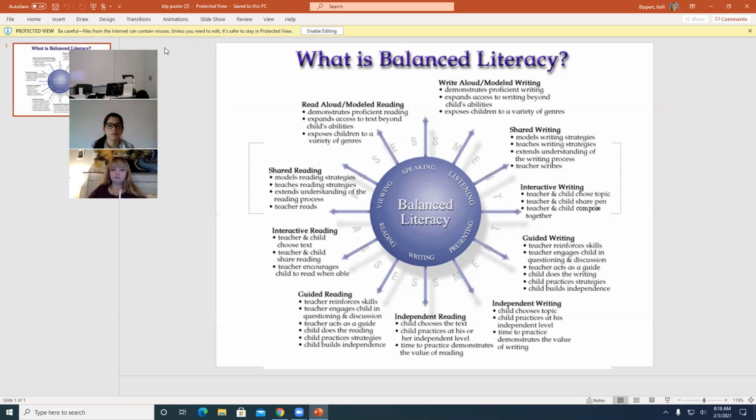And especially for young kids, do that with them as well. Kinder, first grade, and so on. It demonstrates proficient writing, expands access to writing beyond their abilities, and exposes them to a variety of genres. Same thing with the reading, only now we're modeling the writing. And they really go together so well.